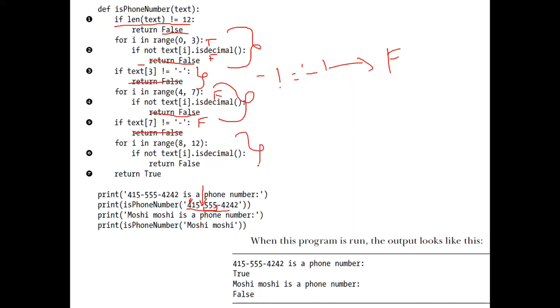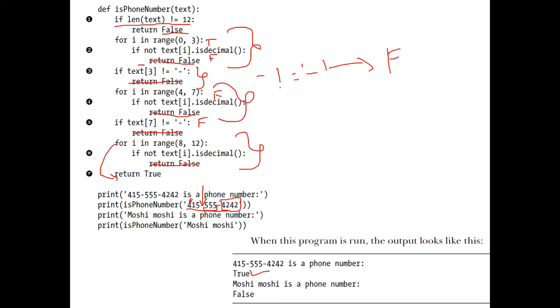In the last for loop, we are just checking whether the last 4 digits are decimal numbers. Of course, the last 4 digits are decimal numbers, and in all 4 iterations it is not going to return false. So once control comes out of this for loop, it is going to return true. This called function is going to return a value, which is true. Because of that, we have got output as true here.